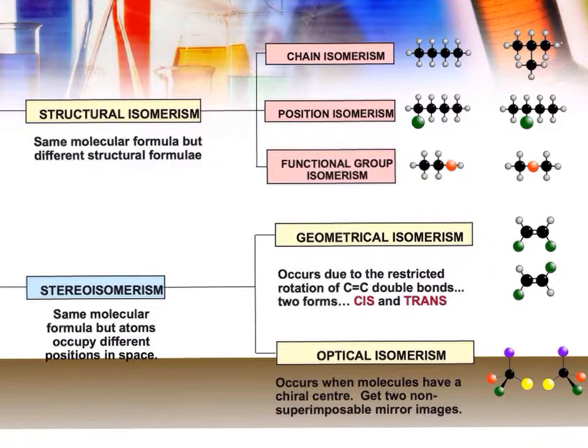With our stereoisomers, geometric isomers occur due to the restriction of rotation of a double bonded carbon compound. What we mean by that is here we have two carbons attached at a double bond. This double bond prevents our carbons from rotating within space, and so because of that, this would be a set form. It could not change and twist into any other form.